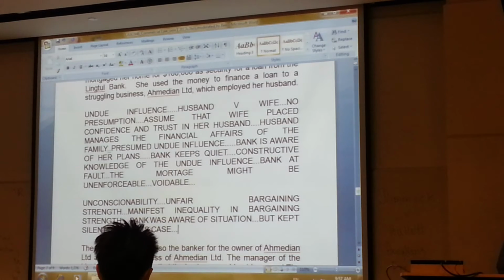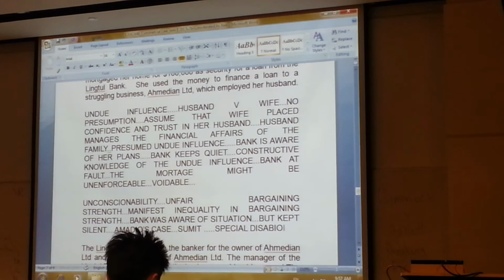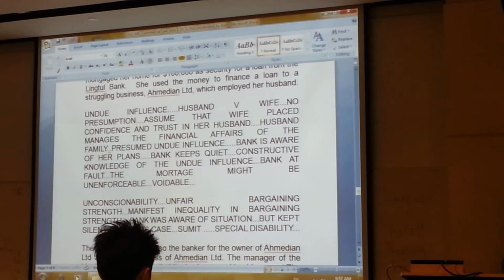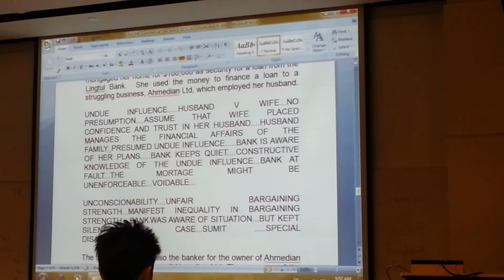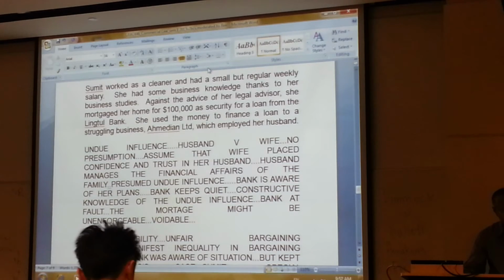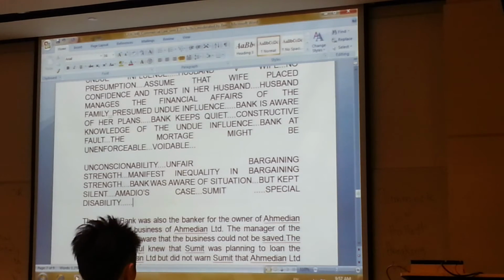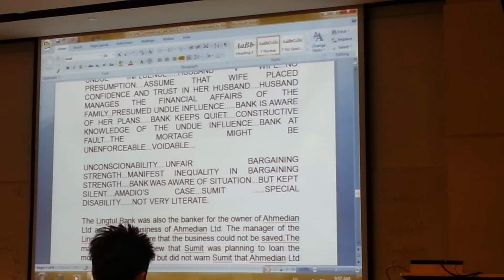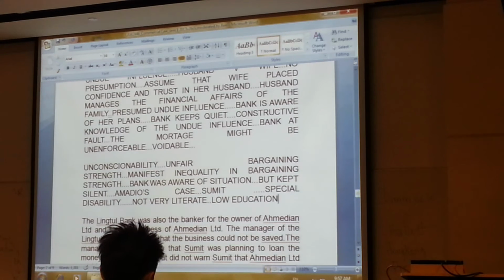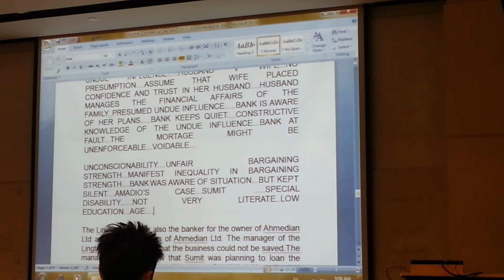And then you have to, of course, class, consider the question of whether she is a person of special disability. Class, this is something which you must discuss. Does she have a special disability? What's her educational qualification? Let's go back. A cleaner. Some business knowledge. That's not good. So class, look at it. For example, not very literate, low education. Class, age, I don't know. We don't know her age here.